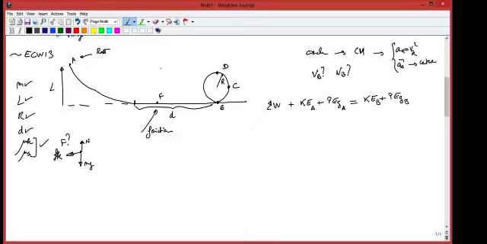Cool. So that means we have three work terms to consider. Let's go down the list. Again, the first one is the weight. We don't have to calculate and include the work done due to the weight because we have chosen to include PEG instead.